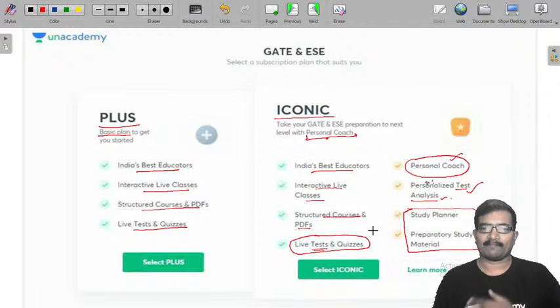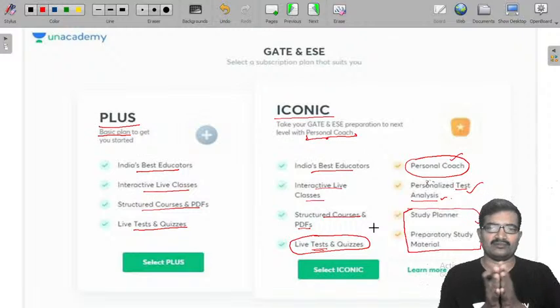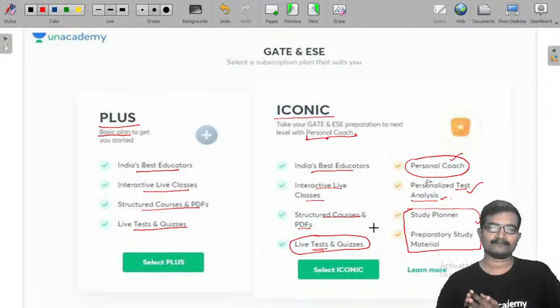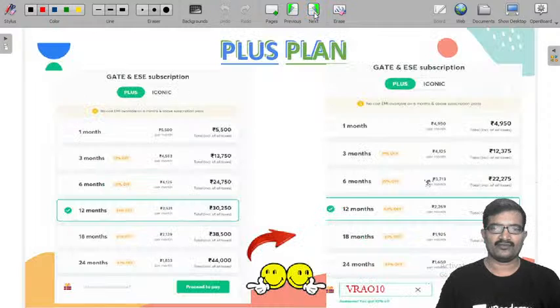Based on that, whatever gaps you have to write the examination, they fulfill those gaps. To cover those gaps, we are providing a personal coach to you. But outside, you will not get this facility. Now, we are going to check the cost for each and every plan.